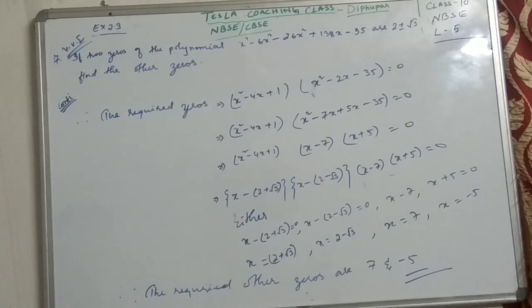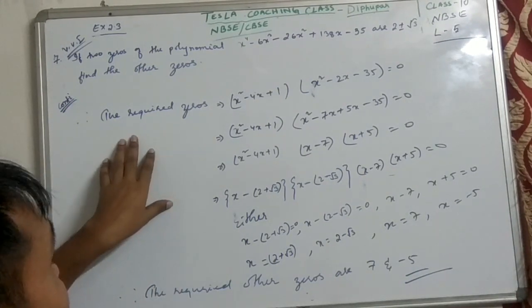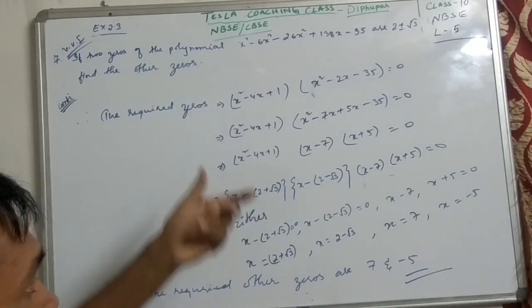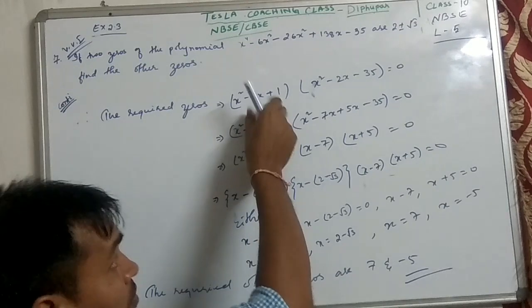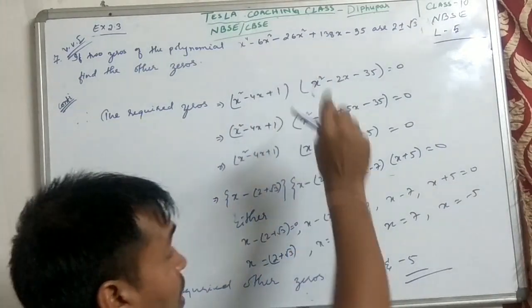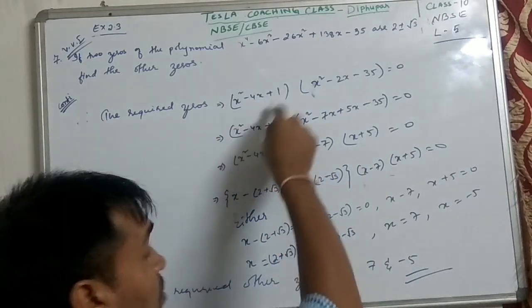Yeah, this is the continuation. Now we are going to continue with question number 7 only, the last part, that is the required zeros. So for the required zeros, whatever we got as the quotient of that previous division, we got it as x square minus 4x plus 1.